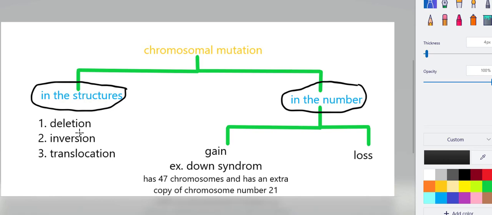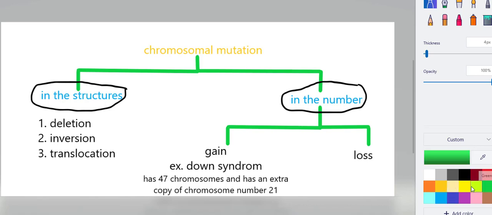The structure type includes deletion, where some part of the chromosome is deleted in a specific region; inversion of a specific segment of the chromosome; and translocation, transferring a specific segment of the chromosome from one homologous chromosome to another non-homologous chromosome. While in the number we have two types at the level of the number of chromosomes.